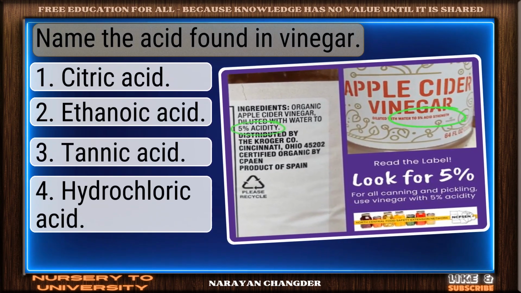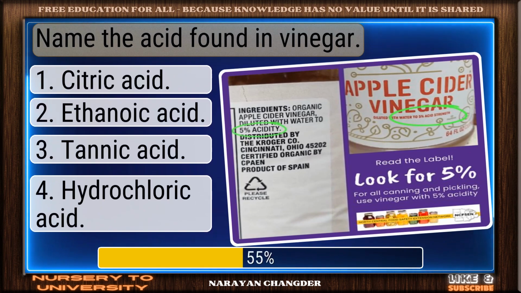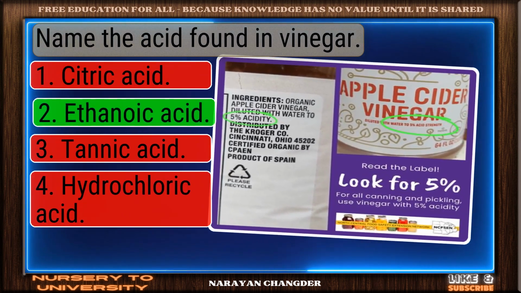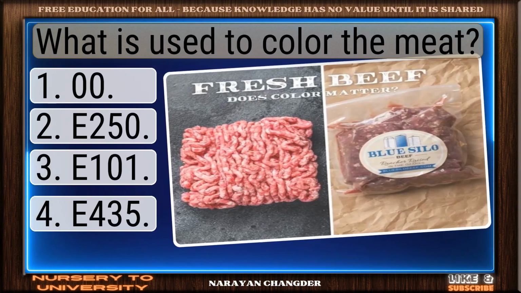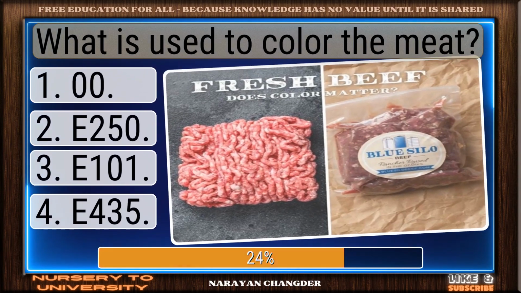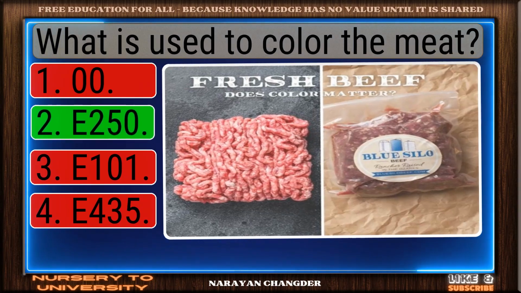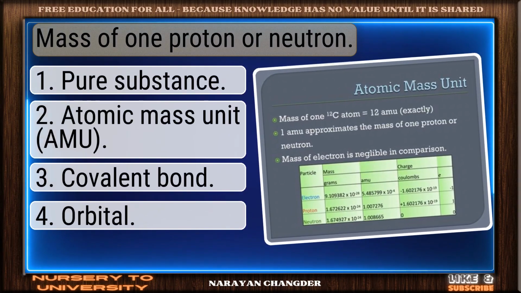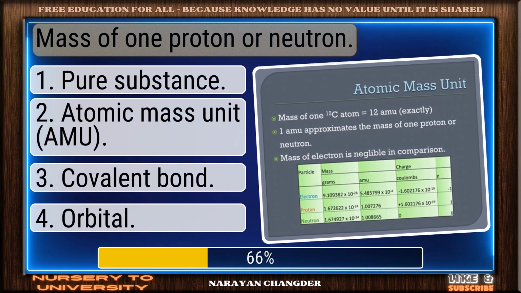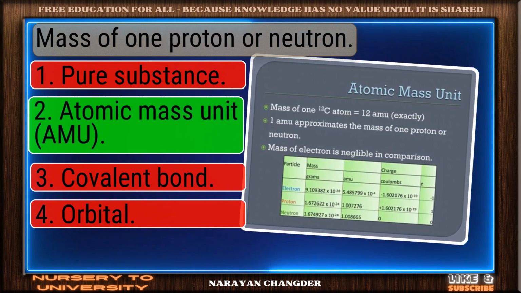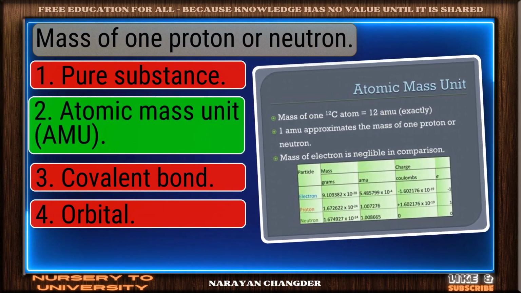Name the acid found in vinegar. Strong choice. Ethanoic acid is the right answer. What is used to color the meat? Sharp thinking. E250 is the right choice. Mass of one proton or neutron. Nice work. You chose atomic mass unit, and it is correct.